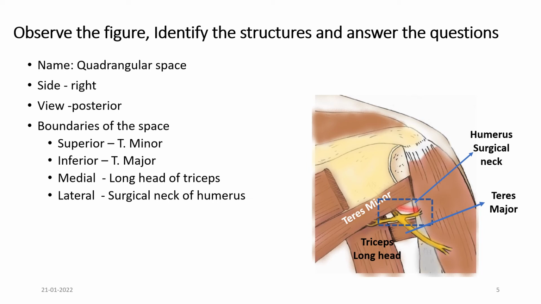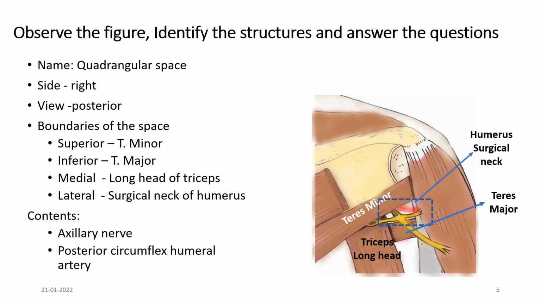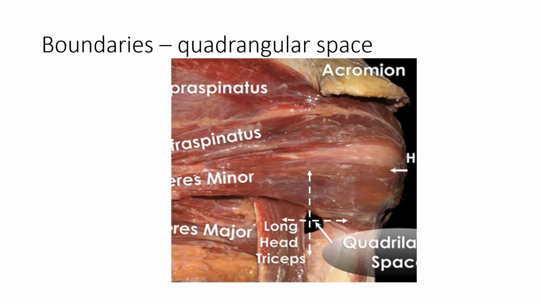Then what are the contents of the space? You are seeing two contents. They are the axillary nerve and posterior circumflex humeral artery. So the contents of this space are axillary nerve and posterior circumflex humeral vessels. In this picture, an artery is drawn here. So what you have learnt in this picture is the boundaries and contents of the quadrangular space, because it has an important content, the axillary nerve, that has a lot of clinical importance.